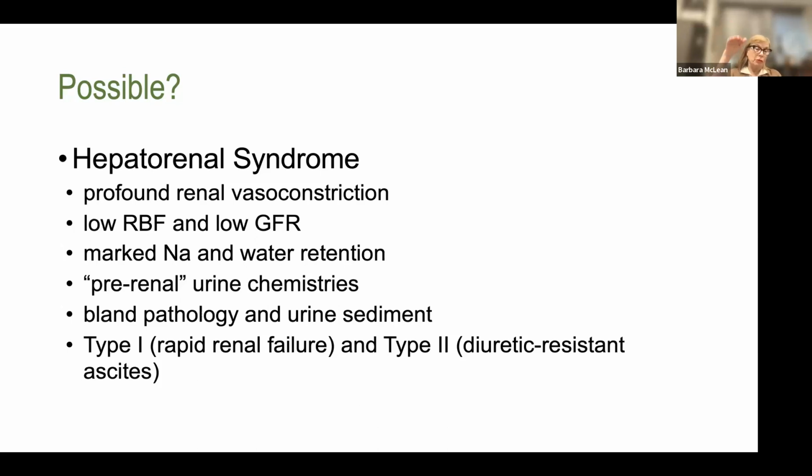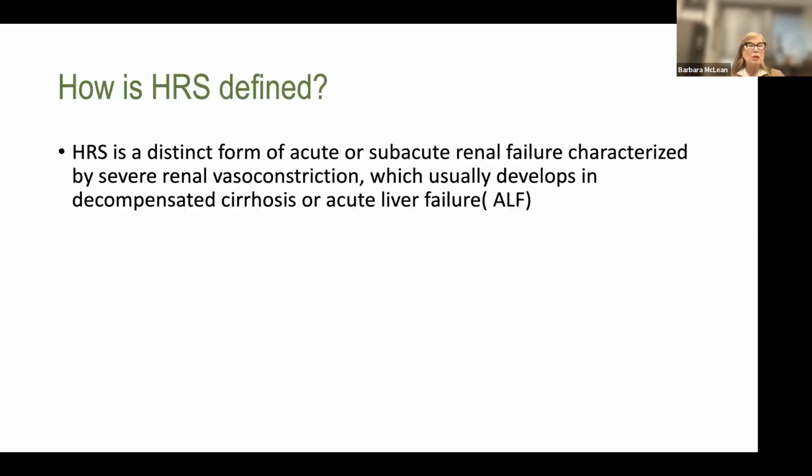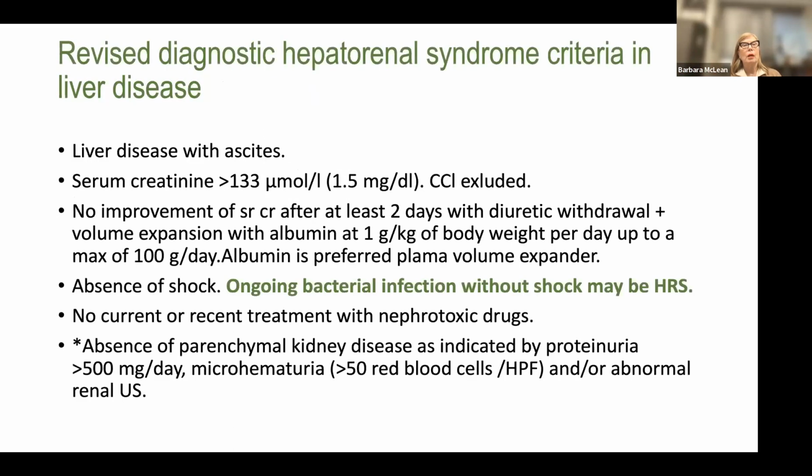Prerenal failure means that your urine sodium is less than 10, your FeNa is less than 1%, you're not making much urine, but you don't have proteins in your urine. So this is really important because this patient actually has HRS. Okay, so this is that new criteria: liver disease with ascites, serum creatinine greater than 1.5, no improvement after 2 days off diuretics, getting volume with albumin at 1 gram per kilogram of body weight per day up to a max of 100 grams per day. Albumin is what is given to these patients because they have so much protein loss, okay?